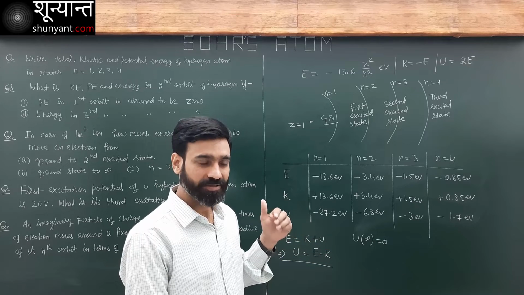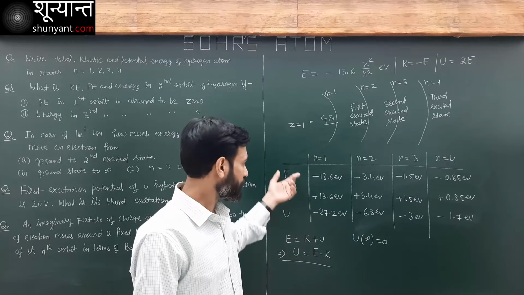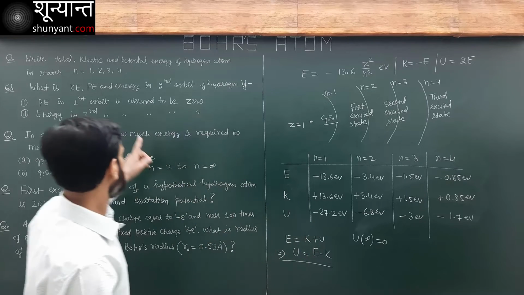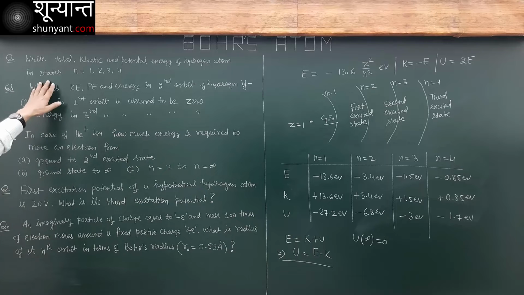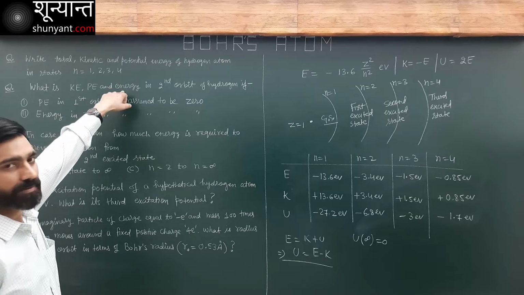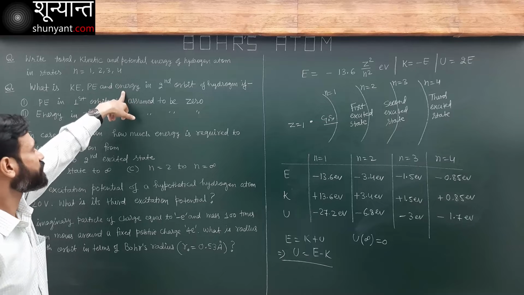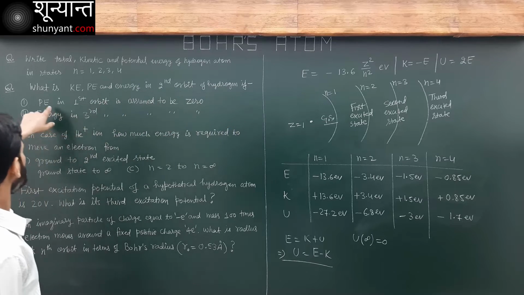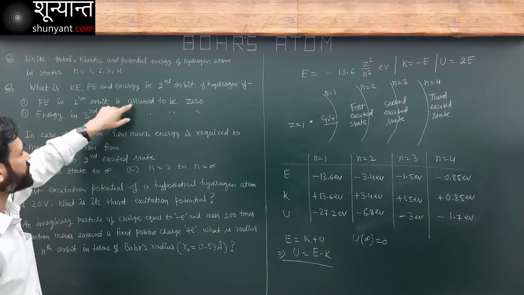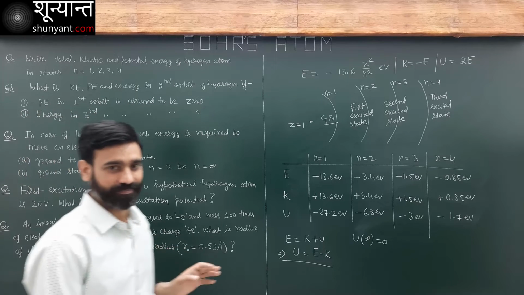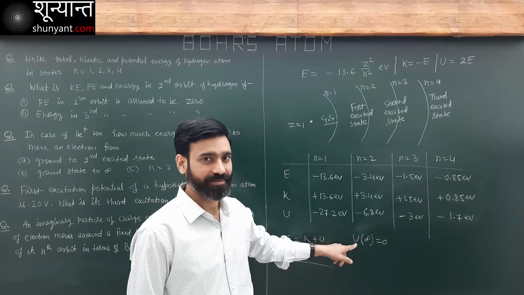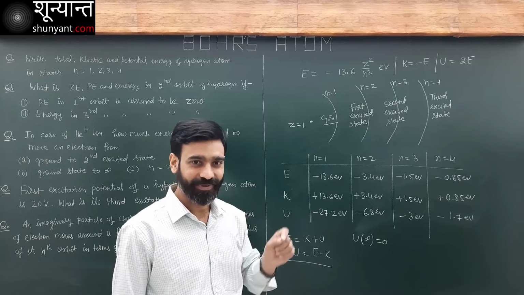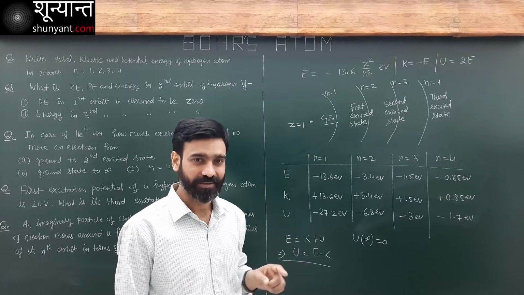If I change my reference, out of these three types of energies, which energy is going to change? For example, in the next problem here, what is kinetic energy, potential energy, and energy, meaning thereby the total energy, in the second orbit of hydrogen, if potential energy in the first orbit is assumed to be zero. Now, a very interesting problem. This is my normal reference. Only under this reference, all this is applicable. If I change my reference, things are going to change.